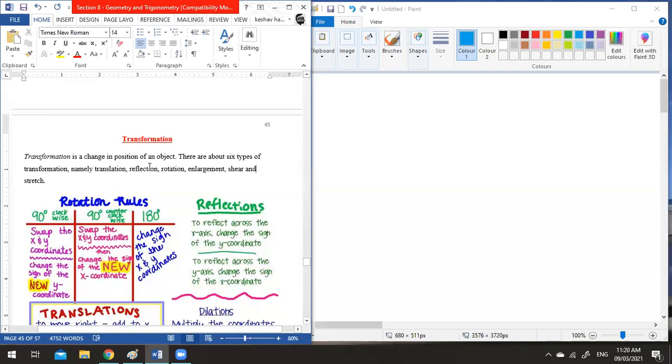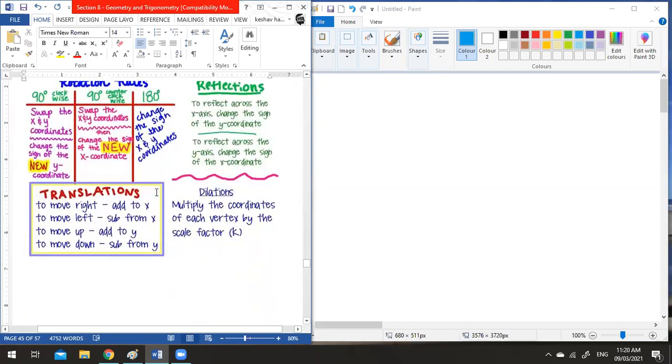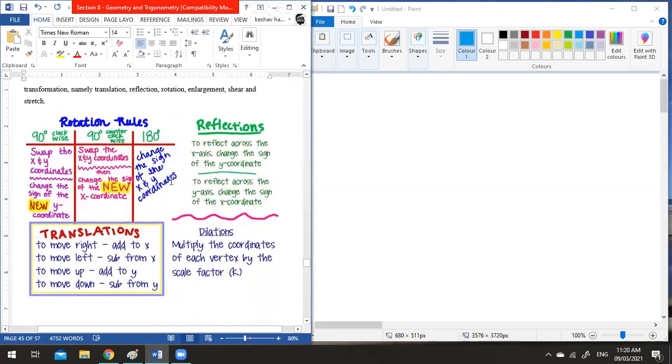Right, a transformation is a change in position of an object. There are about 6 types of transformations, namely translation, reflection, rotation, enlargement, shear, and stretch. We don't deal with shear and stretch in our syllabus, so we're really going to deal with rotation, reflections, translations, and dilations. A dilation is an enlargement or shrink, right?